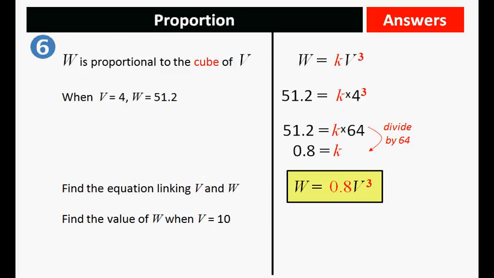So that's the equation linking V and W, and it says find the value of W when V equals 10. So once again, I'll just put 10 into there and find out what W is, and it comes out to be 800.